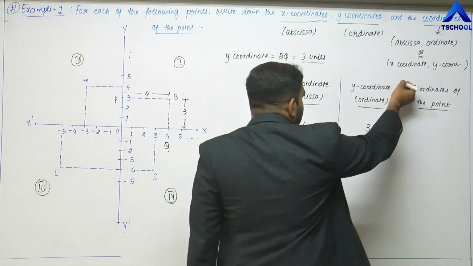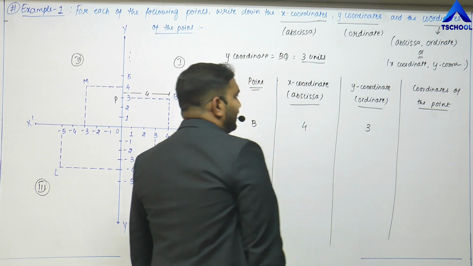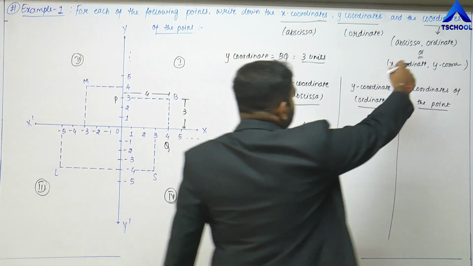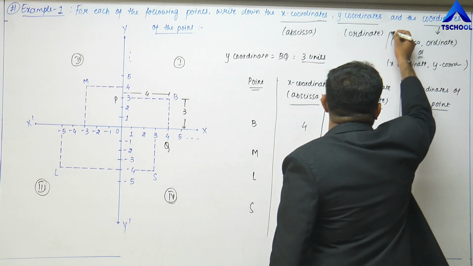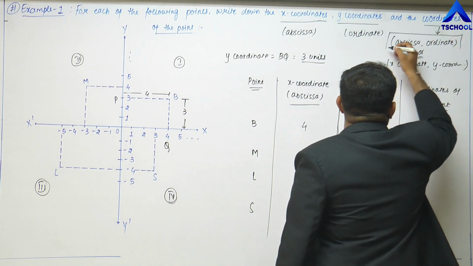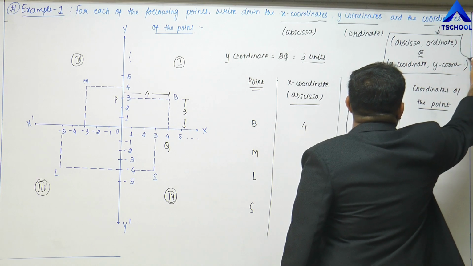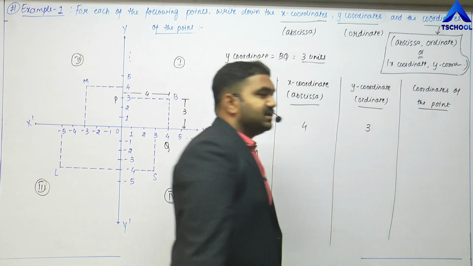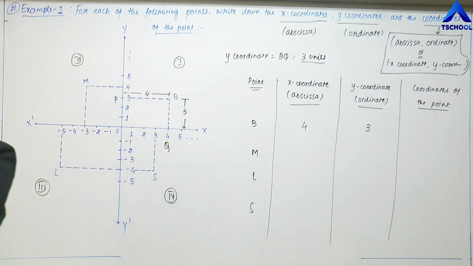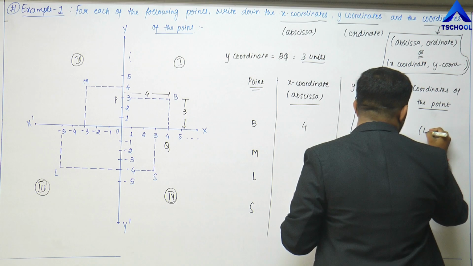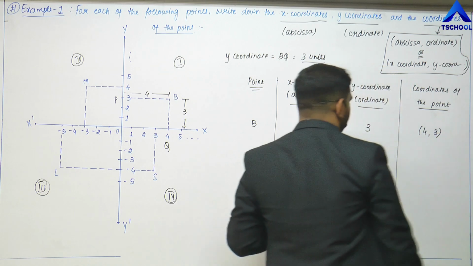Now combining this both, what can I write down for the coordinates of the point? Coordinates are written in the form of a bracket, where the first one is the x coordinate followed by the y coordinate, or the first one is the abscissa followed by the ordinate, right? So the coordinates of this point are 4, 3.